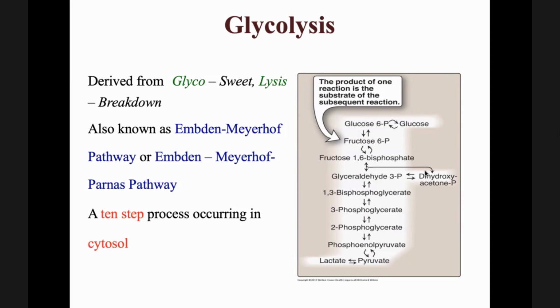Then this bisphosphate will be split by a specific enzyme, which we will mention, and this will give us two molecules: dihydroxyacetone phosphate and glyceraldehyde 3-phosphate. The dihydroxyacetone phosphate will again change to glyceraldehyde 3-phosphate, and then they will continue through the steps until they reach pyruvate. From pyruvate, if it's anaerobic, it will go to lactate. If it's aerobic, the pyruvate will just travel to the mitochondria.